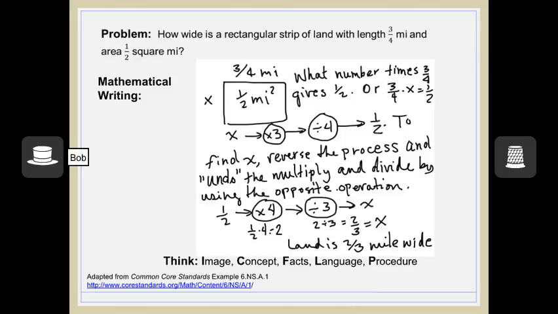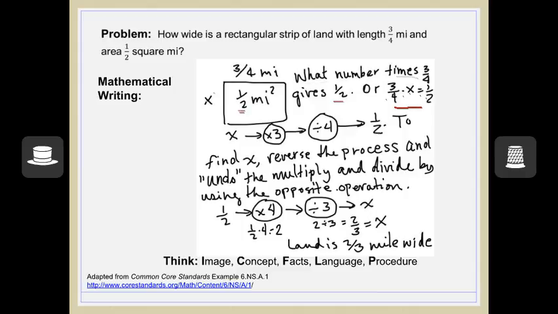Finally, here's some mathematical writing by a student. We can see it's fairly procedural in nature, but really explains the problem well. Here's your 1/2 square mile of area, and the length of it is 3/4 given, and the thing we need is x. And the student recognizes that the question is, what number times 3/4 gives us a half? Or 3/4 times what number equals a half, written a little bit more symbolically.